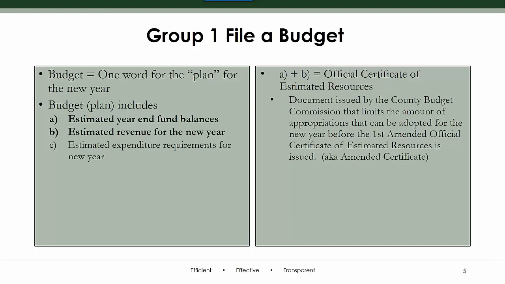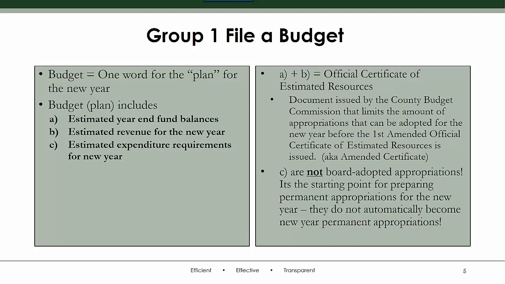But C, the estimated expenditure requirements, do not become board-adopted appropriations. It's the estimated expenditure requirements. It's going to be the starting point for your permanent appropriations, because you've found out what you're going to need, but those will be evaluated and have to be actually adopted as appropriations before they become it. The most important portion of that is you are going to get the official certificate that limits the amount your board's going to be able to appropriate.